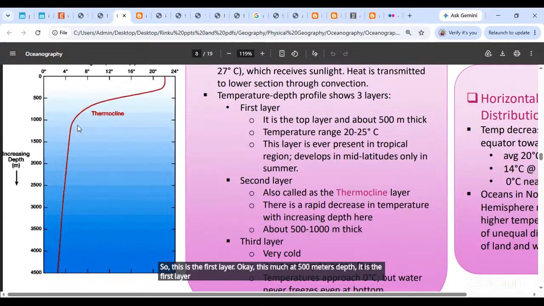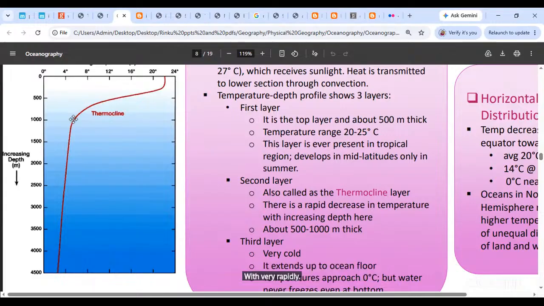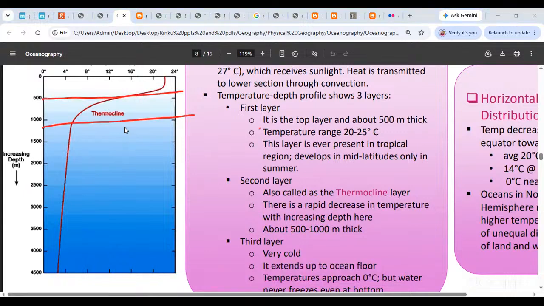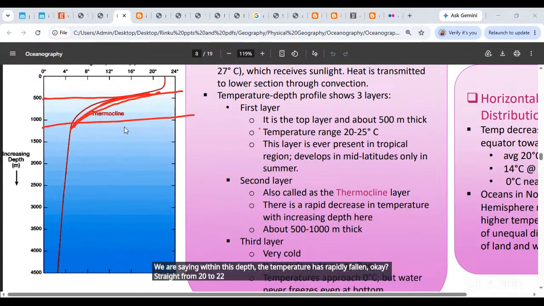Now you see this part. Can you see this graph? There is a rapid decline in temperature. The temperature was somewhere around 22 degrees Celsius at this point, and now it has fallen to 4 degrees Celsius, very rapidly within a short depth. There is a rapid decrease in temperature with increasing depth, and this layer is some 500 to 1000 meters thick. Within this depth, the temperature has rapidly fallen, straight from 20 to 22 degrees Celsius to almost 4 degrees Celsius.